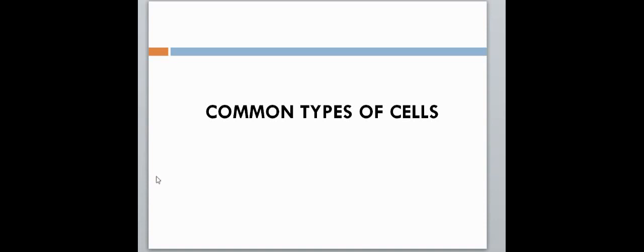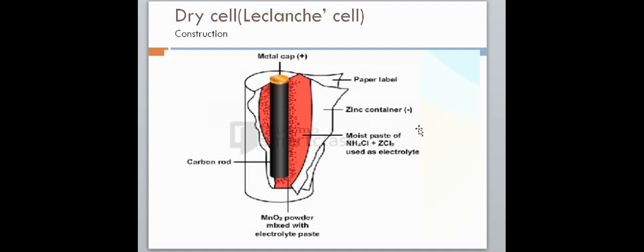Now, which are those common types of cells? One cell is dry cell. Dry cell is something that we use at home. Remember, I've been referring to Everready, Nippo. So all these are dry cells. So when we open or operate a dry cell, this is what you will find. You'll find a carbon rod inside it.